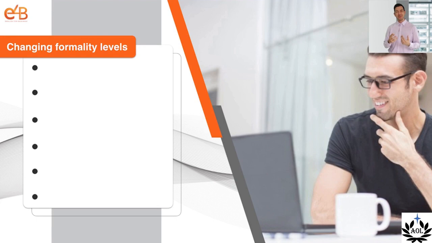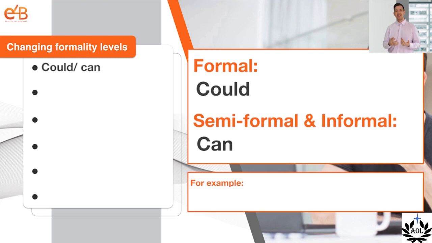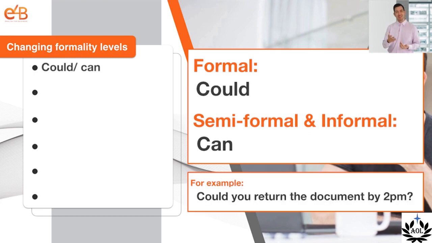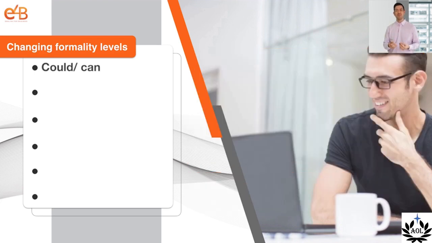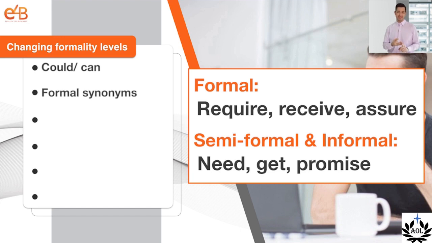Now, when we're changing the level of formality, there are 6 main things that we can do to make sure that we change the level of formality in our writing. When we're writing more formally, the word could is used a lot more frequently than the word can. For example, could you return the document by 2 p.m.? When we're writing more formal emails, we tend to use more formal synonyms. For example, require, receive, assure. These would be used instead of need, get, and promise.